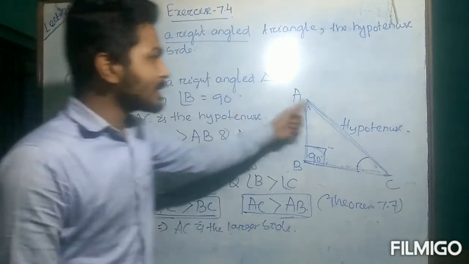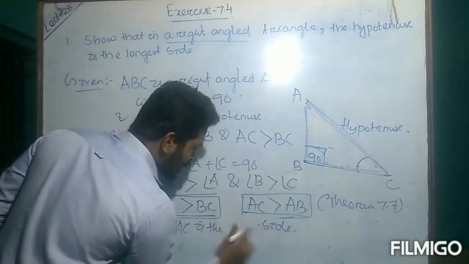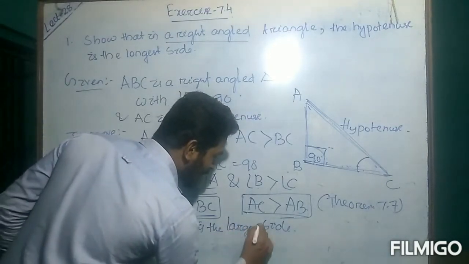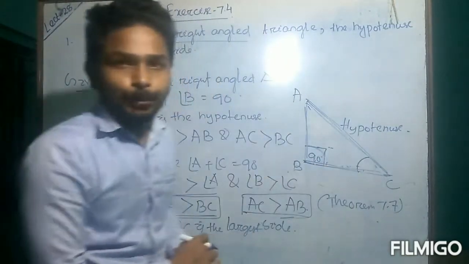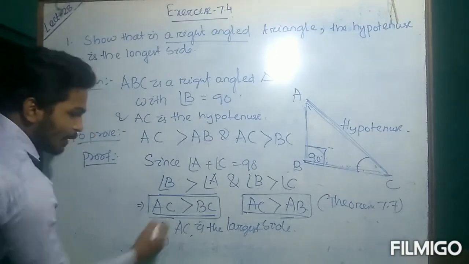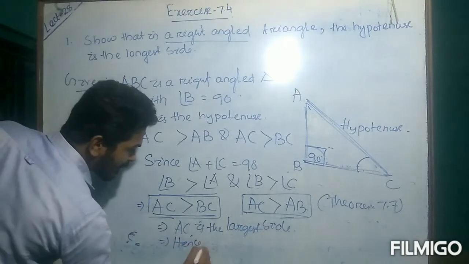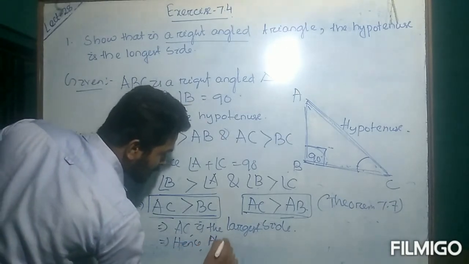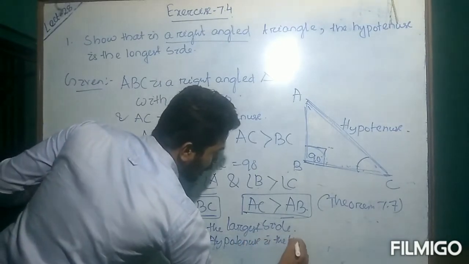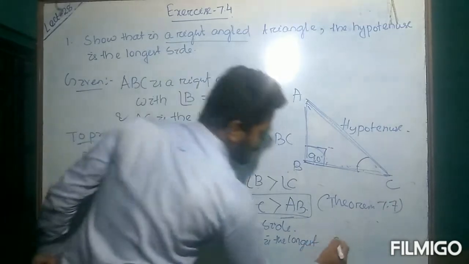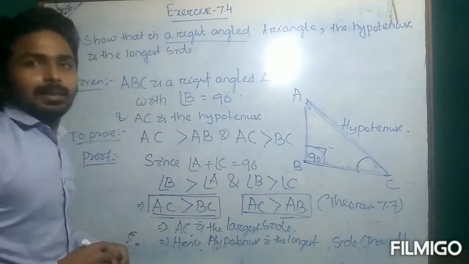Understood? And we know AC is known as the hypotenuse. So for the hypotenuse, you can write not larger, you can write largest. Largest means it is the biggest in length among the three sides. And you know AC is the hypotenuse, so simply you can write: hence hypotenuse is the longest side. Okay, this is now proved.